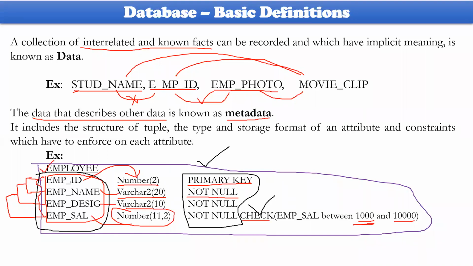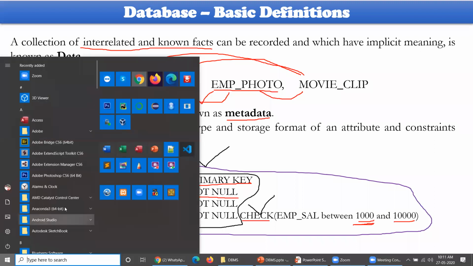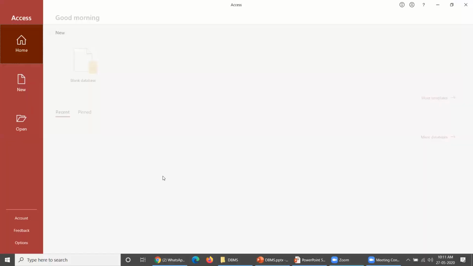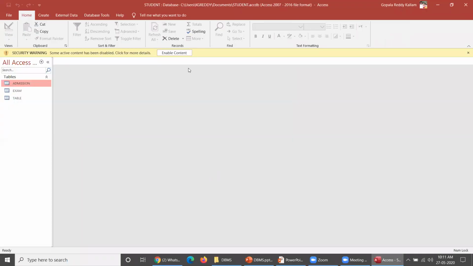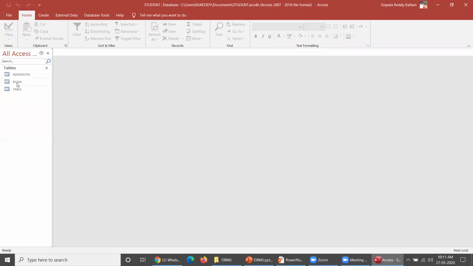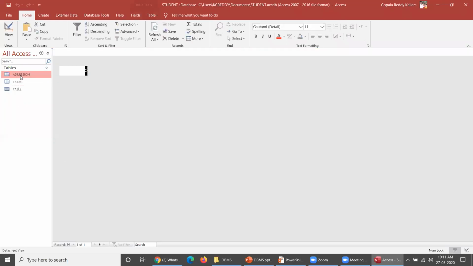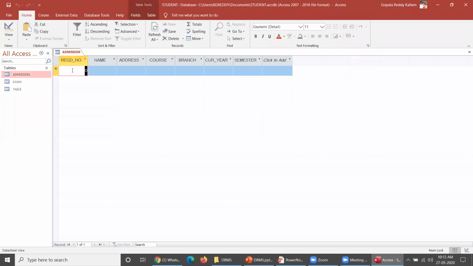And as and when, if you consider this one, let me come across with one example here. That example is Microsoft Access. Let me open this Access. I have already created one database here for you. So if you open this one, yes, you are expected to enter some kind of data here.